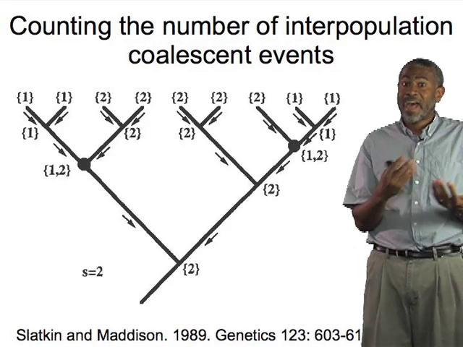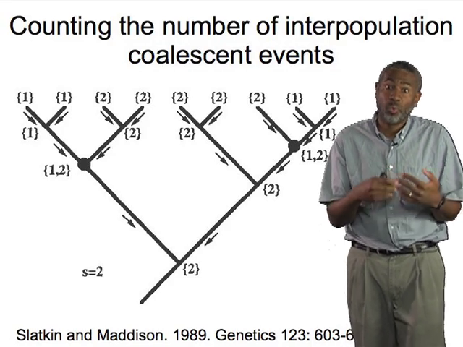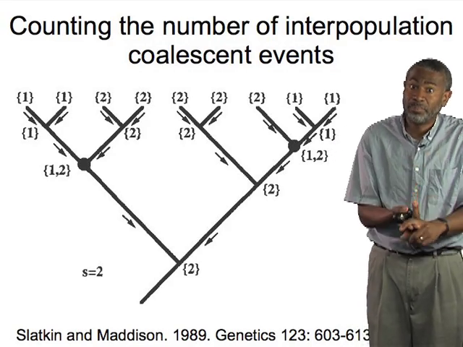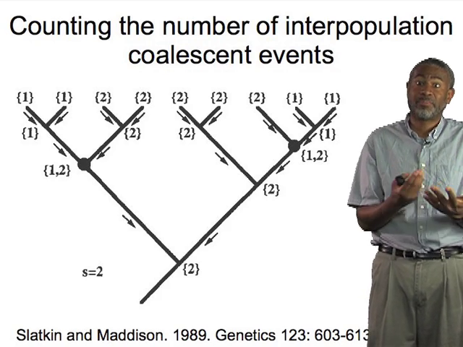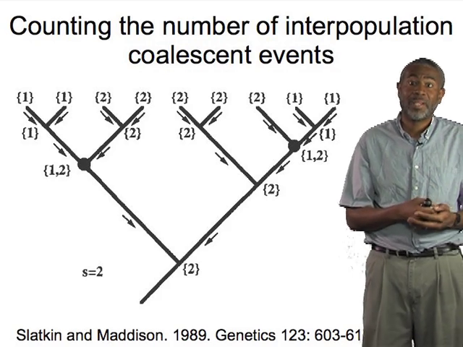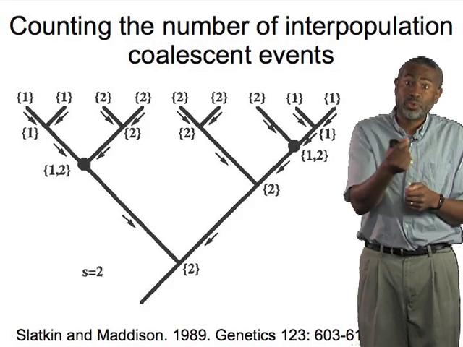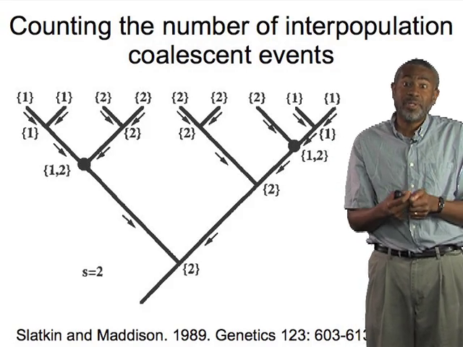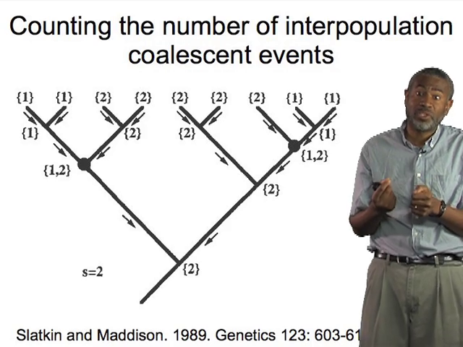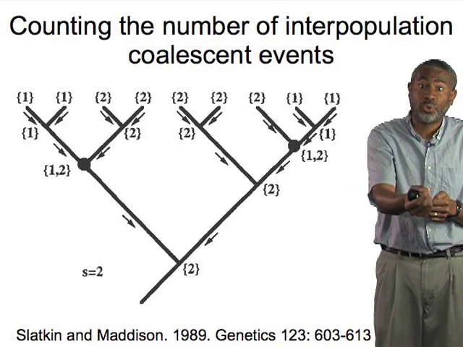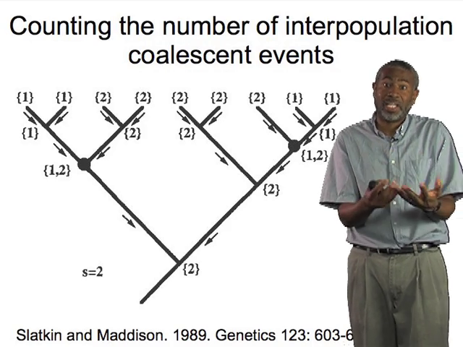Again, this could have a number of sources. One could be incomplete lineage sorting. That's one possible source of this pattern. Another, as we'll see, could be gene flow between populations, movement of individuals from population 1 to population 2, and breeding in that new site.